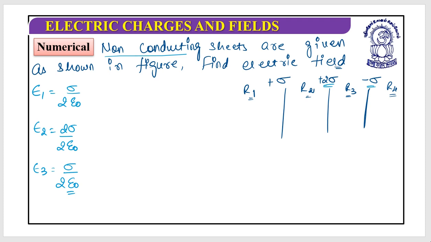Okay, now let's rush to the directions. In region 1, this is plus, so if it is positive, what would be the direction? Yes, the direction should be moving outward. This is the direction of E1. Next, this is 2 sigma, which is positive, so the direction would be away from the body, and away from the body would look like this, E2. Next, this is minus sigma, so the electric field lines should be moving towards that plate. This is the direction of the electric field, E3.